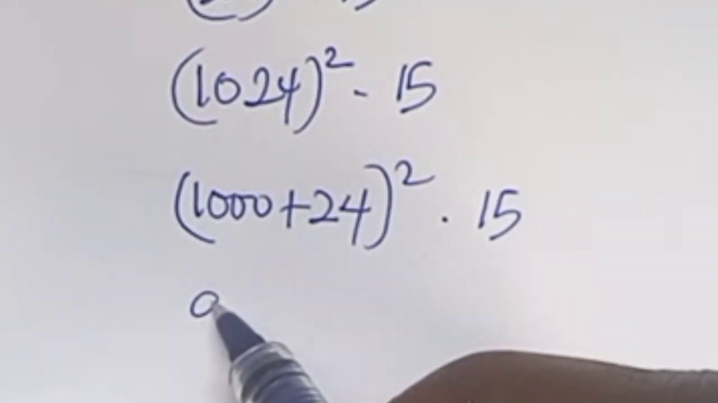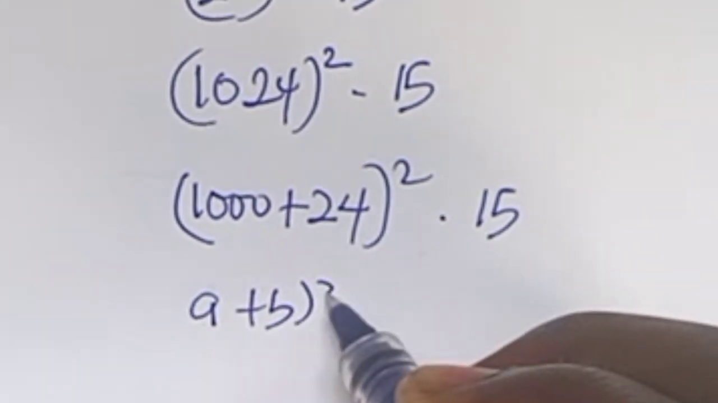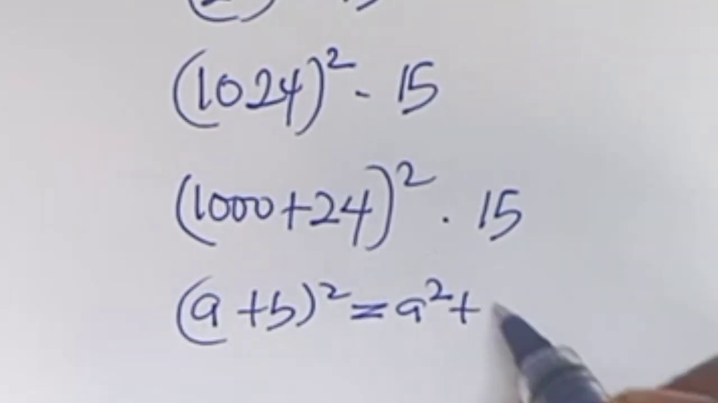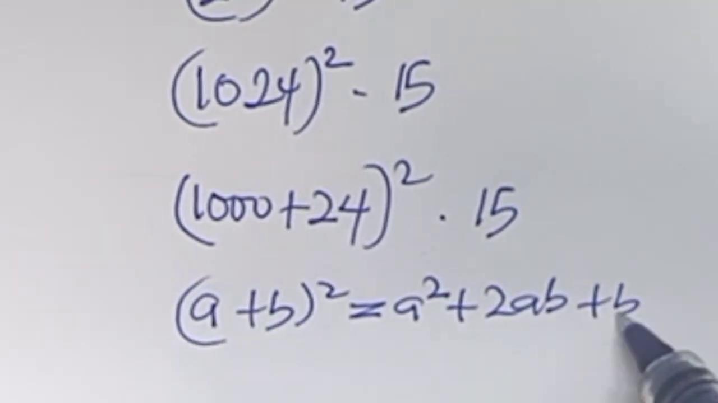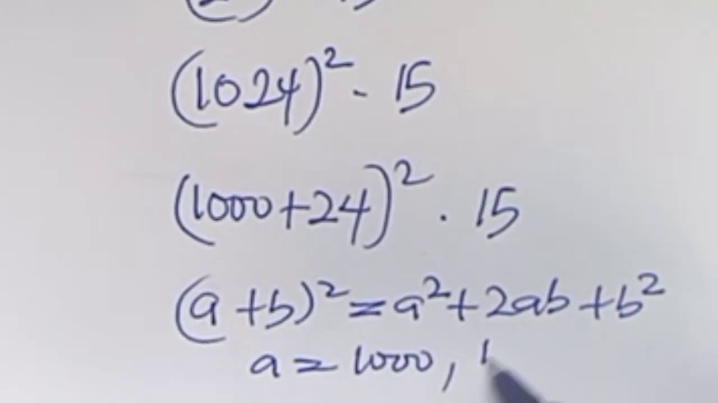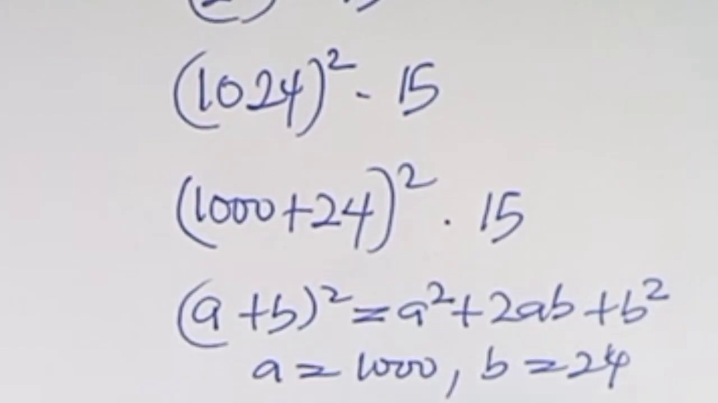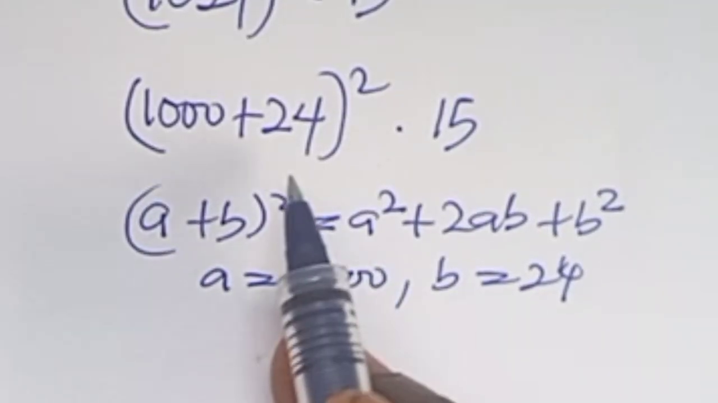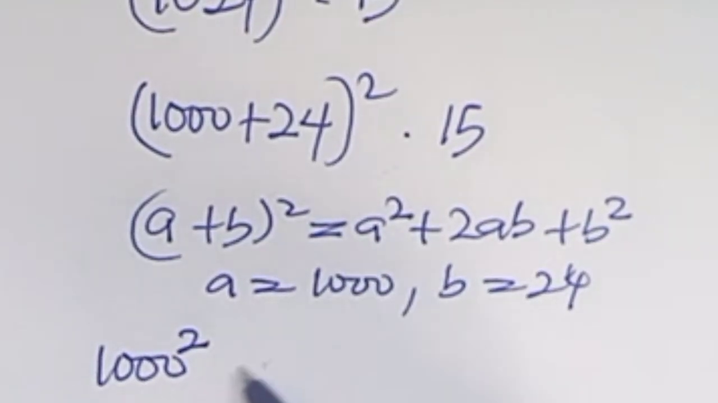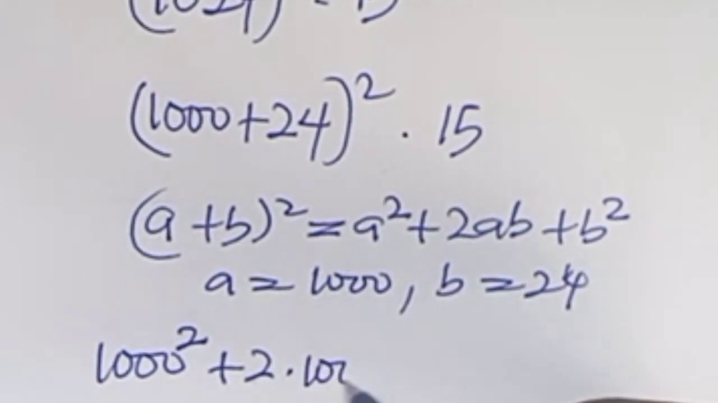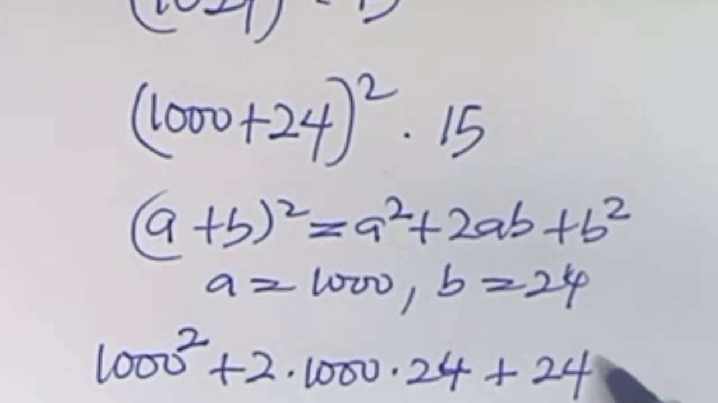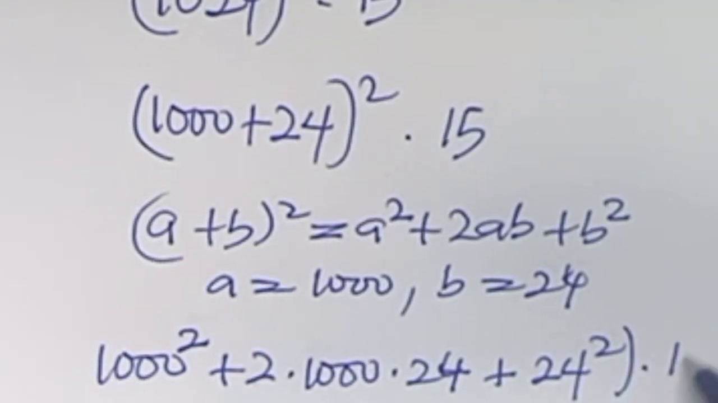And this is in the form of (a plus b) to the power of 2, which is represented as a to the power of 2 plus 2ab plus b to the power of 2. Here a is equal to 1000 and b is 24. So our simplification becomes 1000 to the power of 2 plus 2 times 1000 times 24 plus 24 to the power of 2, of course, times 15.